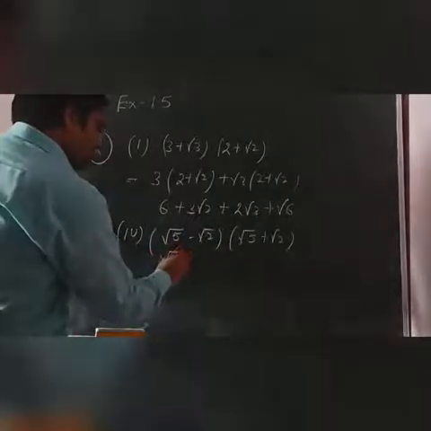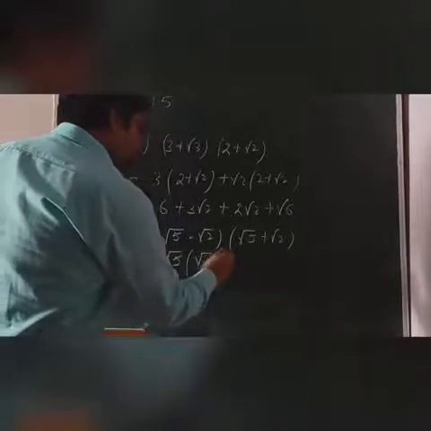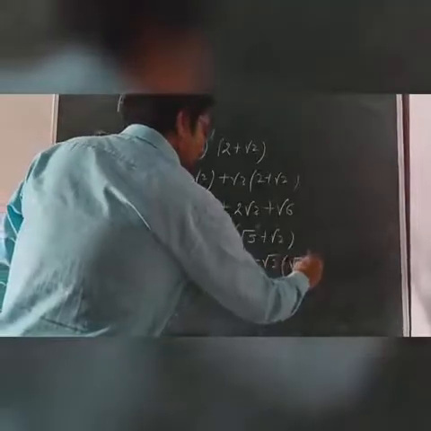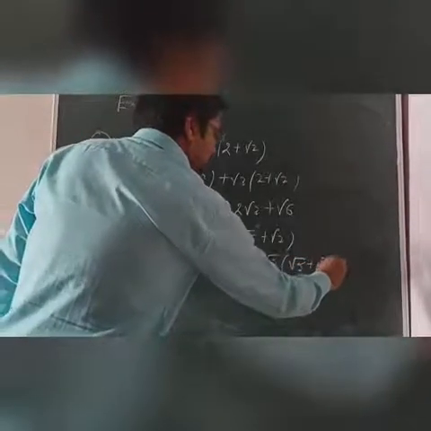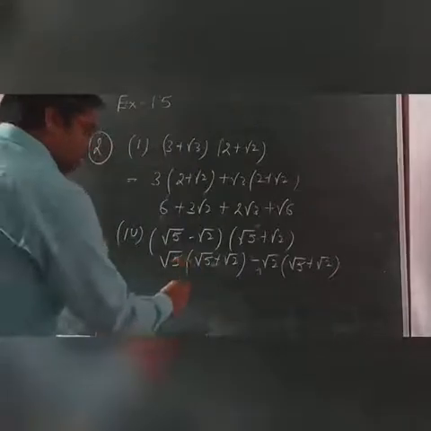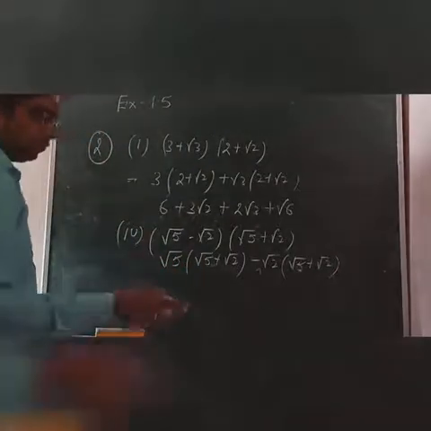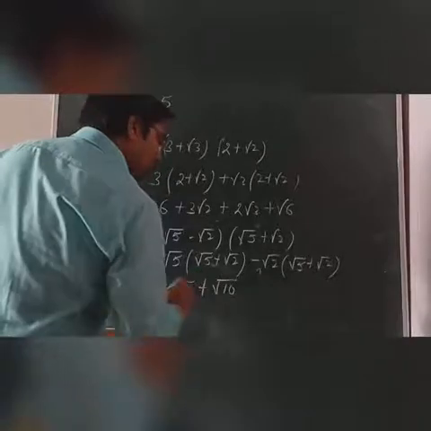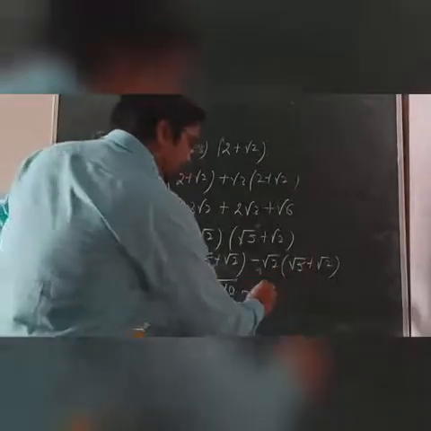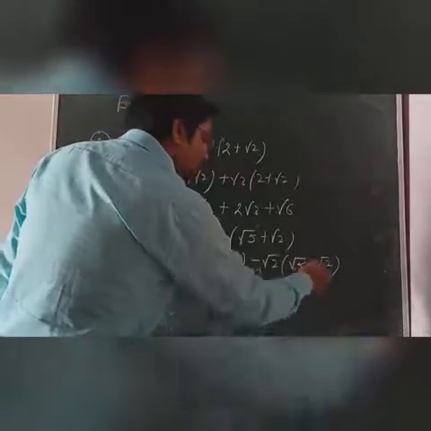Now I am taking multiplication only. Under root 5 into under root 5 plus under root 2, and here minus under root 2 into under root 5 plus under root 2. So class, you can multiply under root 5 into under root 5, which is under root 25, and this equals 5. And here you will get under root 10 minus under root 10. And if you multiply here, you will get minus under root 4, and minus under root 4 equals minus 2.